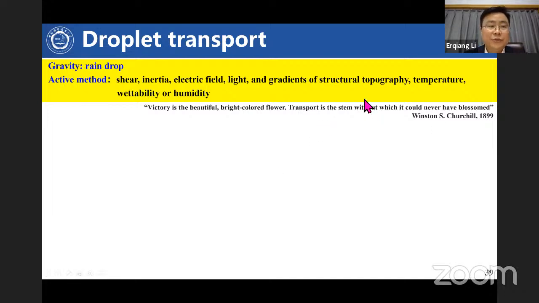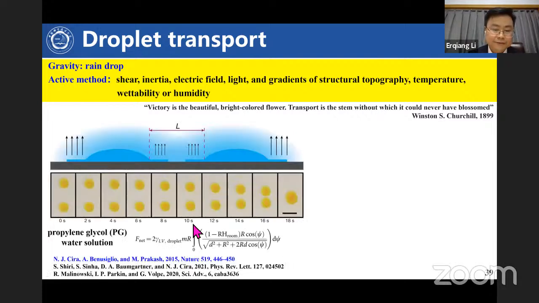I mean, you can use gravity like the rain, right? But in recent years, many other active methods have been proposed, like you can use shear, inertia, electric field, light, and the gradient of different things like structure, topography, or temperature, or wettability, or humidity. This gradient also can cause drops to move. And in 2015, there is a very nice paper by Sarah and colleagues.